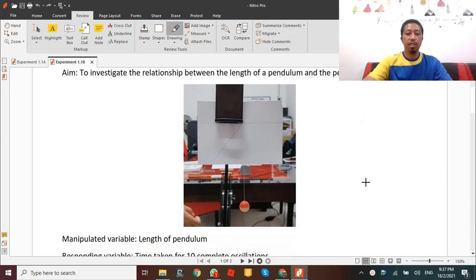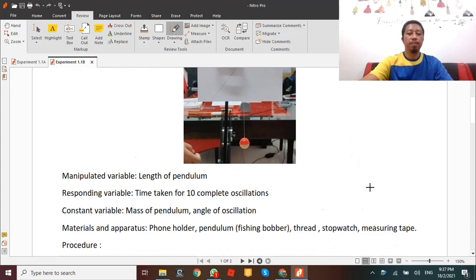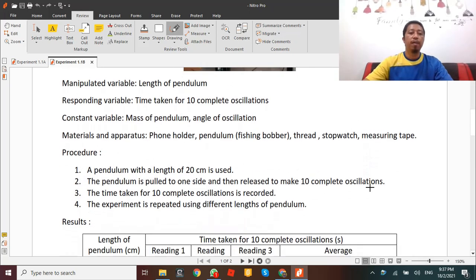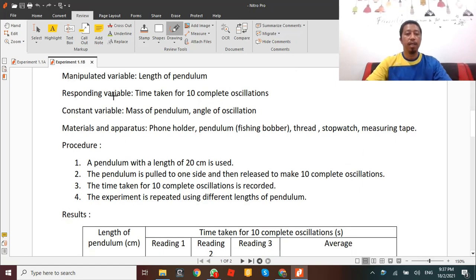So this is the diagram of the experiment, and this is our pendulum. I use the fishing bobber or fishing float. Okay, so we have three types of variable. First is the manipulated variable: length of pendulum. Second, the responding variable: time taken for 10 complete oscillations. And then constant variables: mass of pendulum, angle of oscillation.